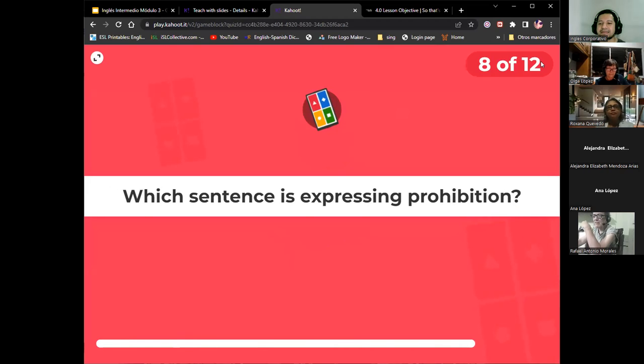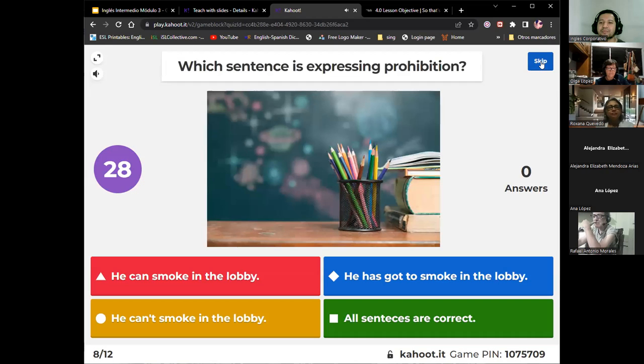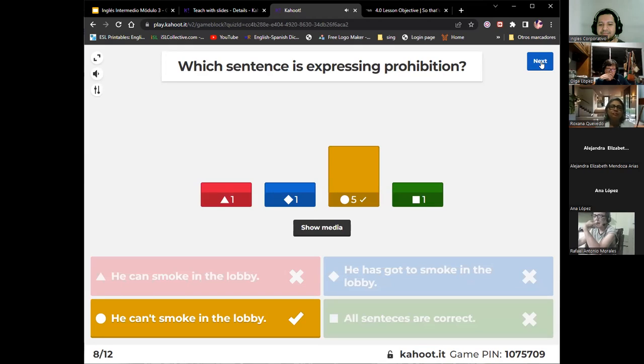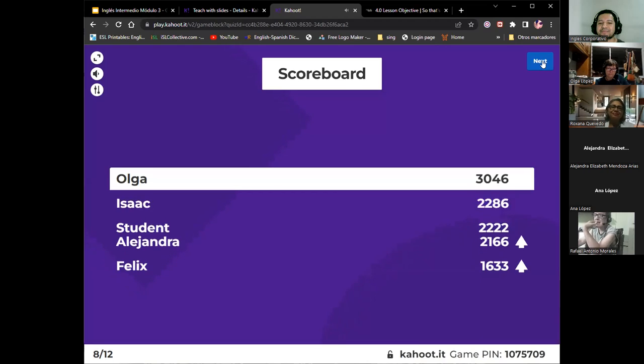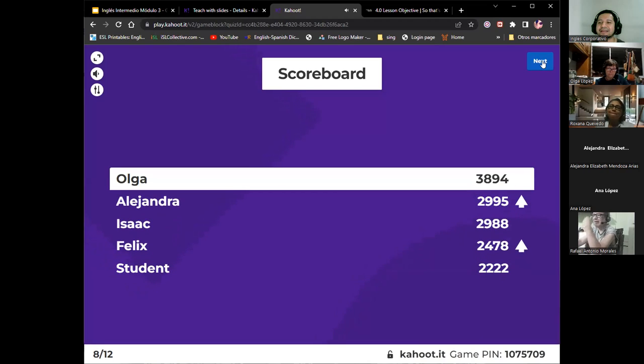Which sentence is expressing prohibition? Prohibition. He can smoke in the lobby. He can't smoke in the lobby. He has got to smoke in the lobby. All sentences are correct. Very good. The yellow one, right? He can't smoke in the lobby. Prohibition, prohibición. Very good, Alejandra. Let's see next one.